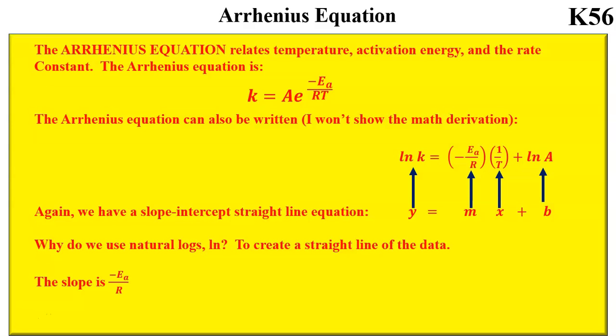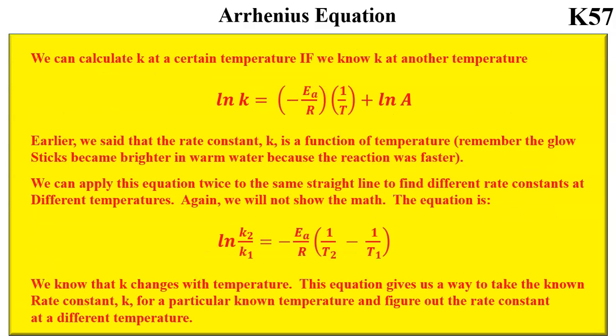So you can see it again has the slope intercept form of a straight line, y equals mx plus b. So again, why do we use natural logs? To create a straight line of the data. So the slope of this line is negative EA over R. The independent variable is 1 over the temperature in Kelvin, and the dependent variable y is the natural log of K. So we can calculate K at a certain temperature if we know K at another temperature. So there's the equation that was shown on the previous page.